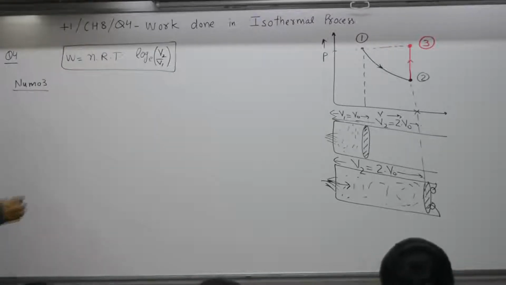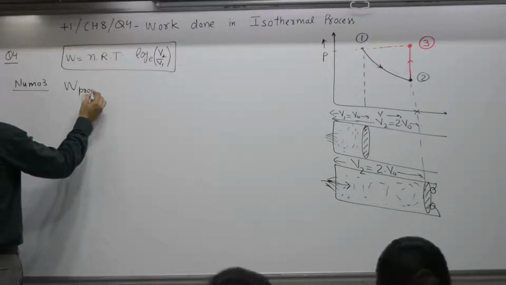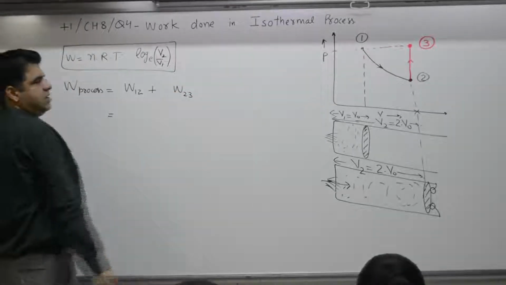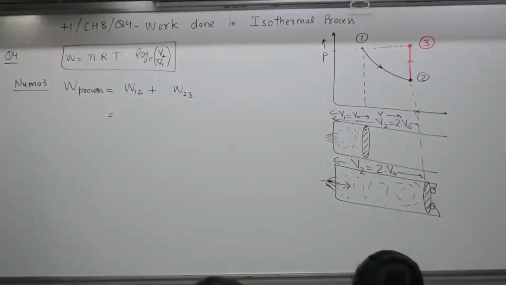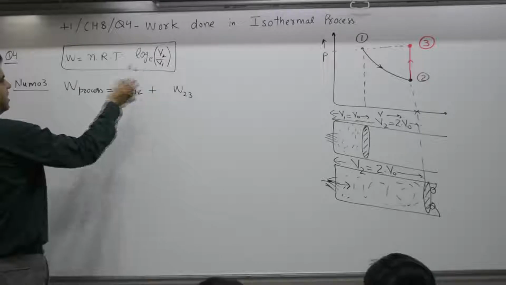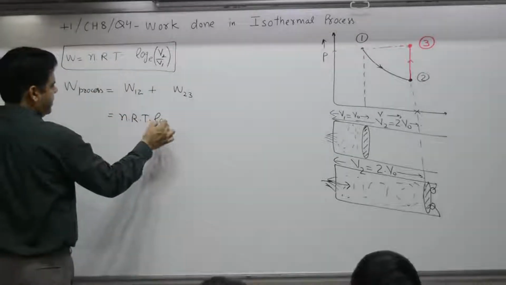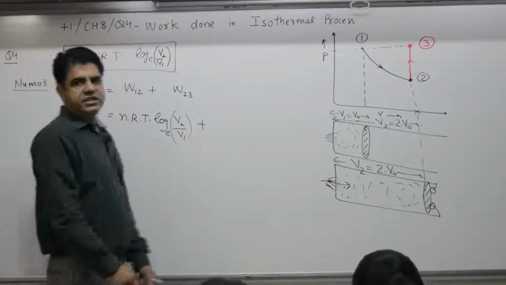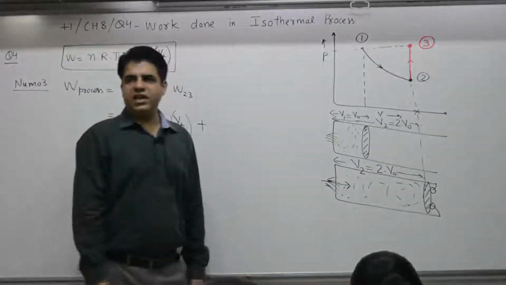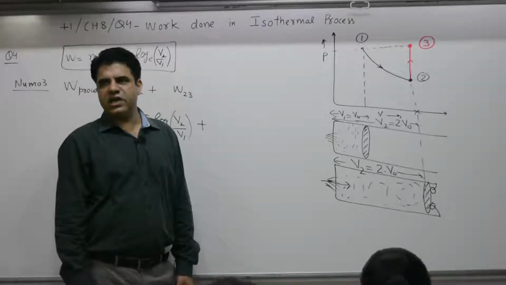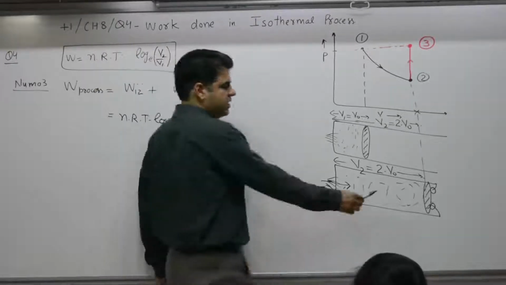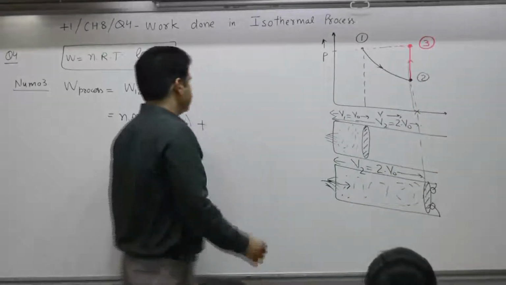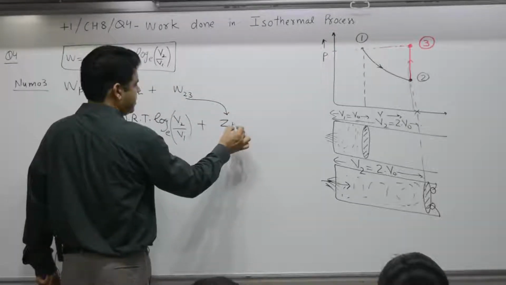What you have to find out is work done. Total work done in the process is equal to work done in 1 to 2 plus work done in 2 to 3. Work done in 1 to 2, anyone? Formula? Area under the graph, or this is nRT log of V2 by V1 to the base e, plus 2 to 3. What is the work done in 2 to 3? 0, because piston doesn't move. Area under this graph is 0. So work done in 2 to 3, which is an isochoric process, is 0.